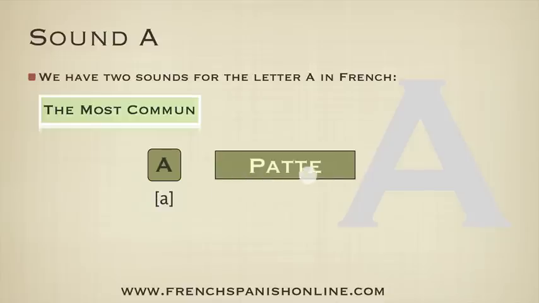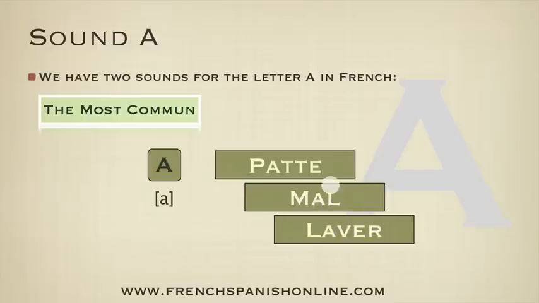phonetic. For example, pat, so the sound A, pat, or mal, laver. So here we have leg for animal, bad, and to wash. All these A have the same pronunciation: A, pat, mal, laver. And again, we write it this way in phonetics, so it's useful in a dictionary. For example, when you don't know how to pronounce a French word, you may have this useful tip near the definition.